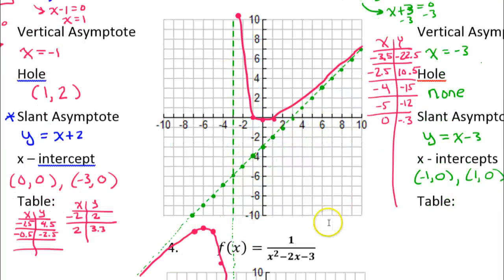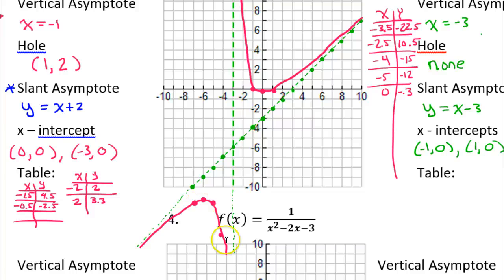Notice that this branch of the graph is completely off the graph. Every single point that I graphed was off of the grid. If that happens to you, go ahead and graph it. Just extend the asymptotes, plot the points as best you can, just estimate, and it'll be fine. But don't just skip it because it's off the graph.